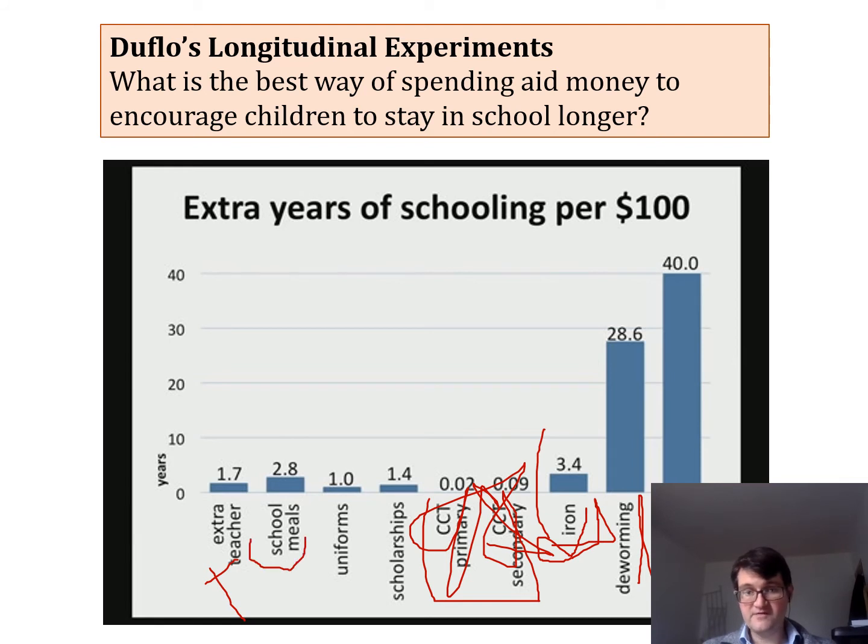So far health interventions are pretty good, but actually providing people with information on the returns to additional schooling seems to have the most substantial impact. So that we get more people staying in school longer when you provide them info.